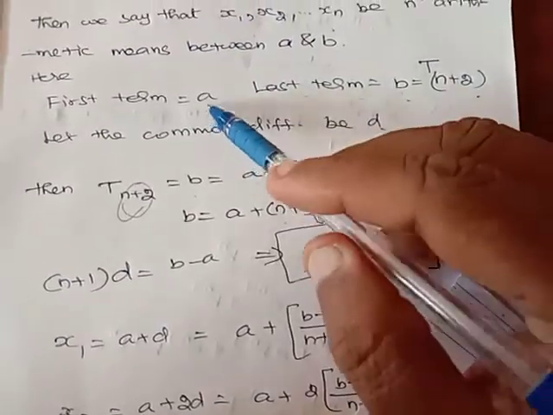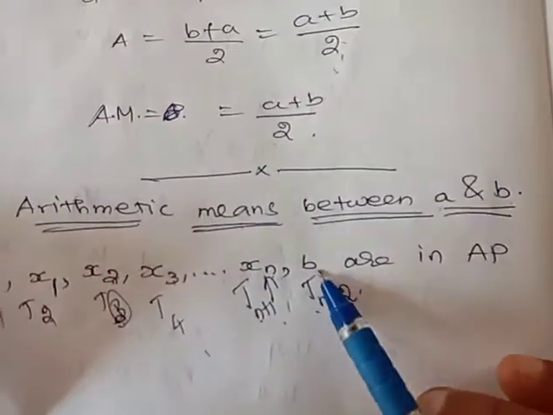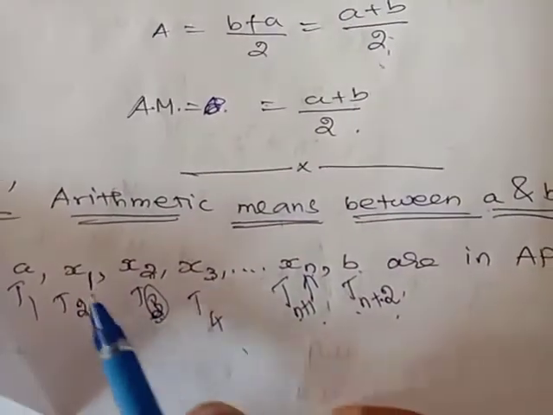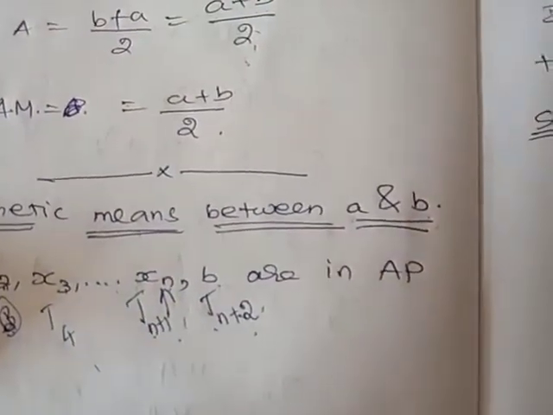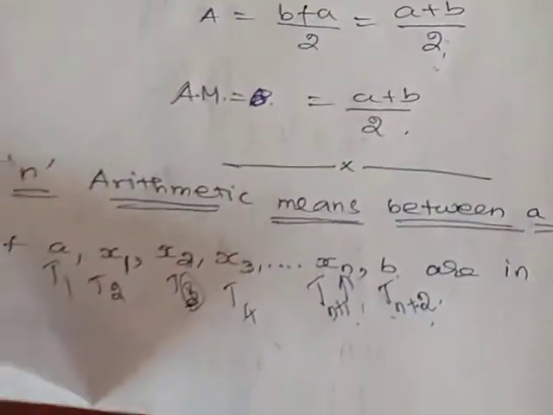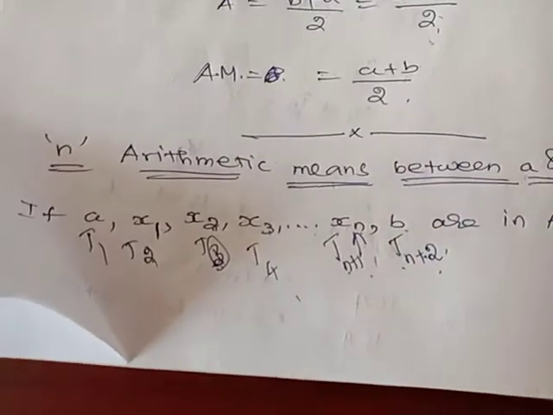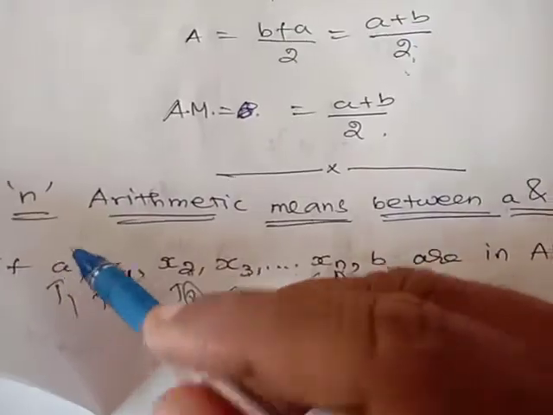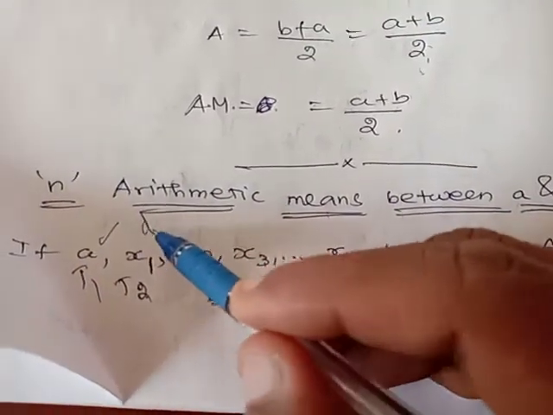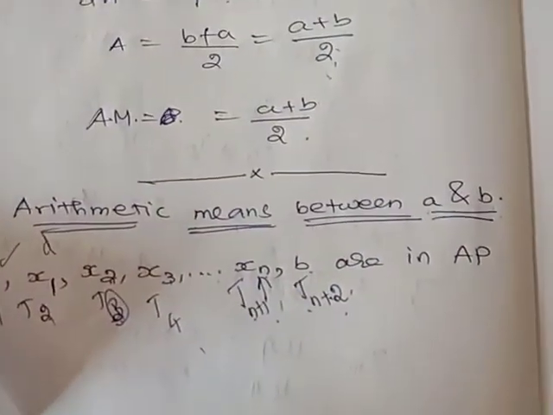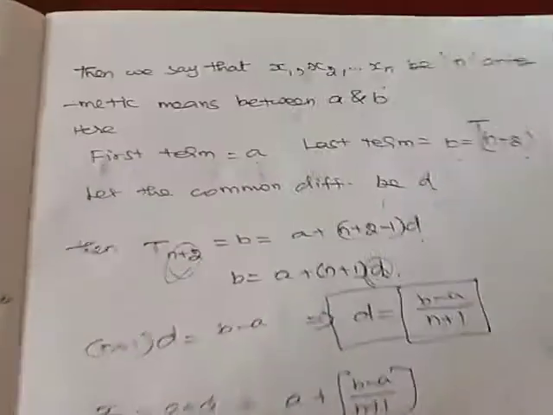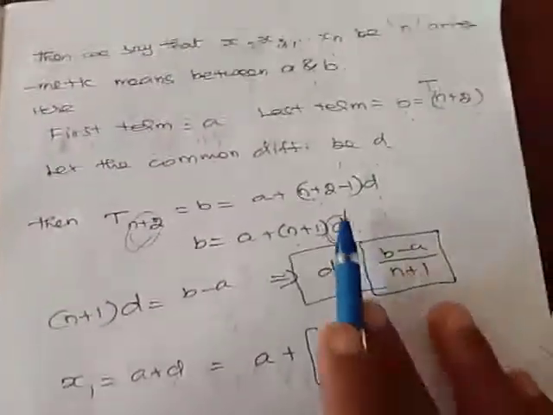the common difference. The reason is we need to form an AP using this small a and capital B. In between we have to insert n arithmetic means. They must be an AP. Hence we are just trying to calculate the common difference, because when we know the first term and the common difference D, we can form the AP series. Hence we are just trying to calculate D.